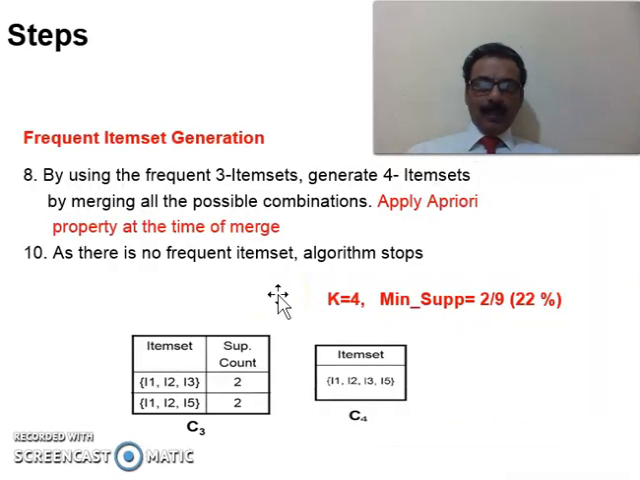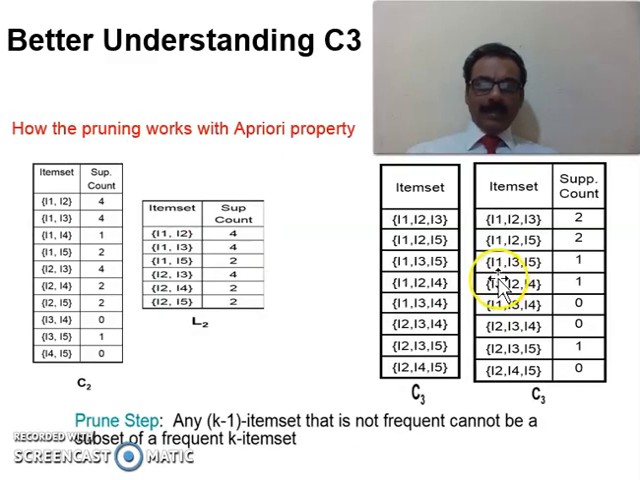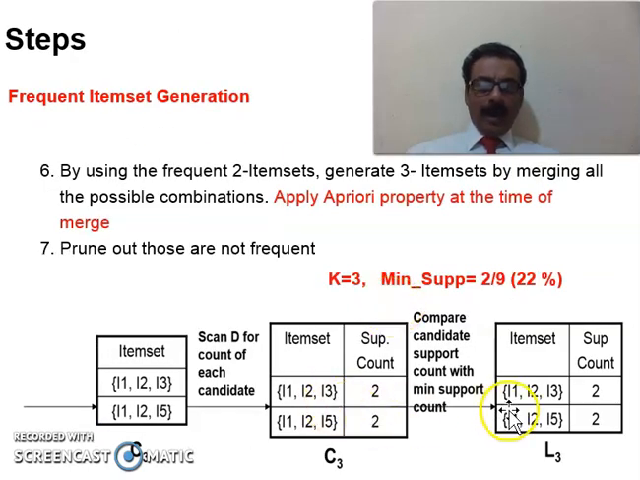That is what you are seeing over here. All those which fulfil the minimum requirement are shown here, and these two fulfilling the minimum requirement are taken into your L3. L3 means all the frequent item sets with 3 items. So that is also here.